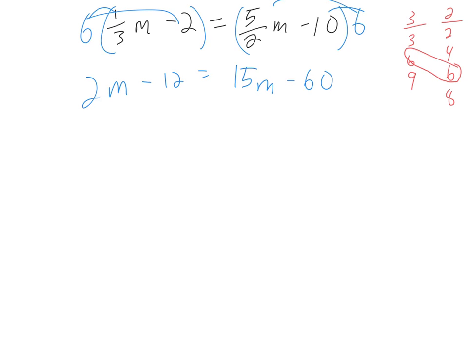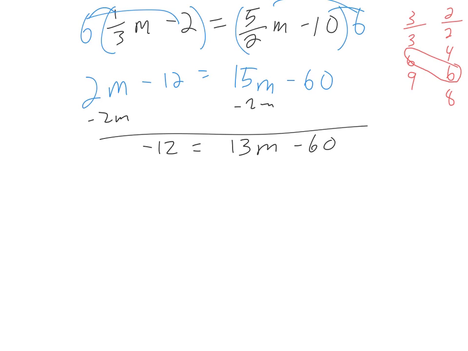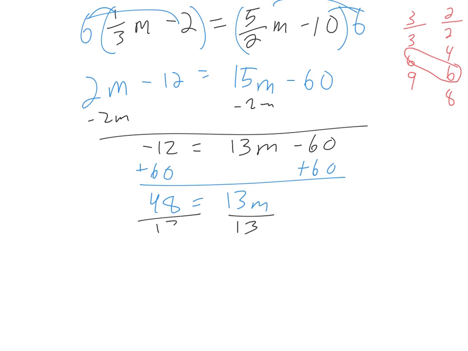Okay, so now we're going to move some of these variables. So I'm going to move the 2m by subtracting both sides by 2m, and that is going to give me negative 12 equals 13m minus 60. Now I need to move the 60, so I'm going to add 60 to both sides. That is going to give me 48 equals 13m. Finally, I'm going to divide by 13. I cannot simplify that anymore, so m is going to be equal to 48/13.